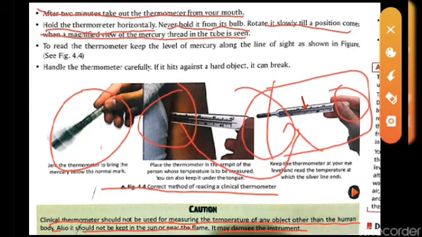You may have seen in one advertisement on TV that there was a man putting the clinical thermometer in tea, and he was showing that this is his body temperature. So it is not advised to do this, because it can damage the thermometer.